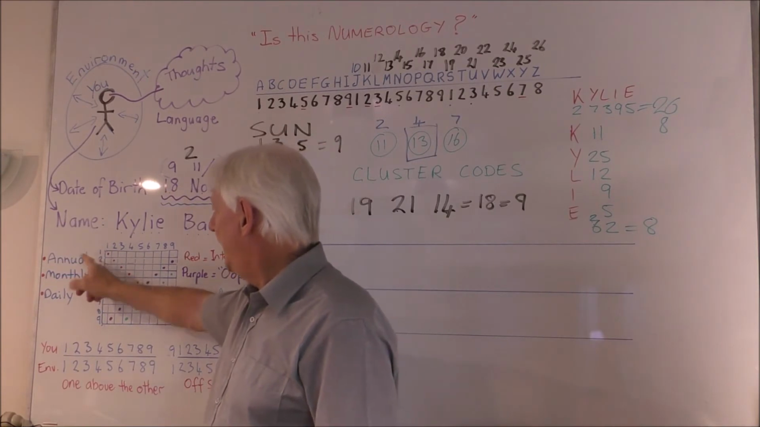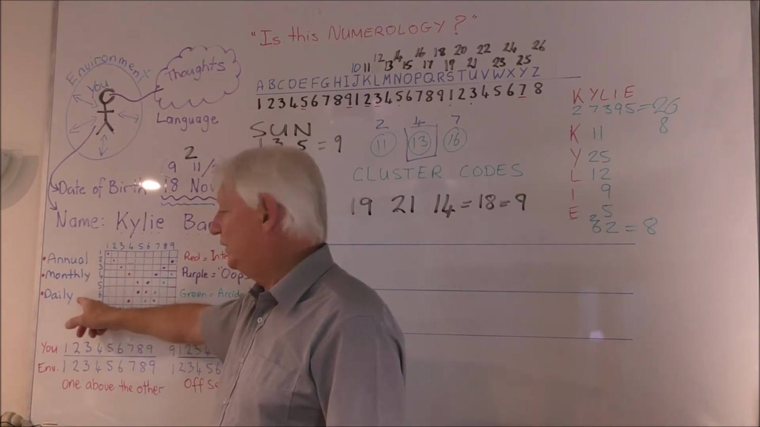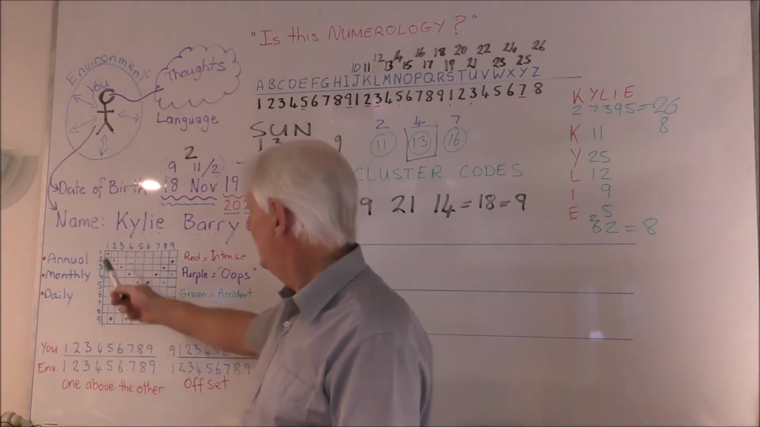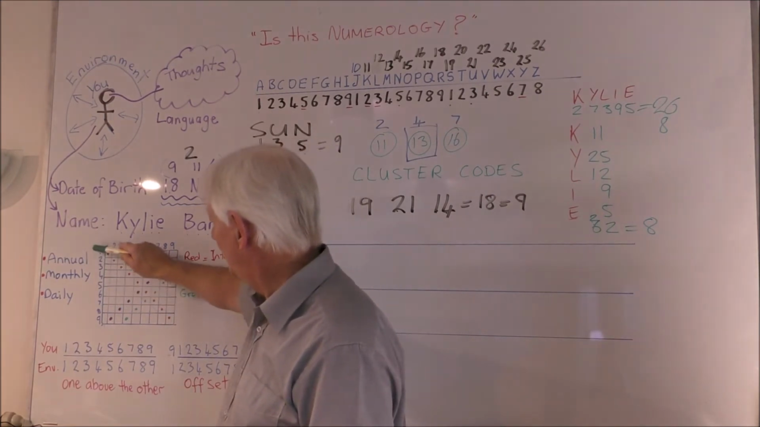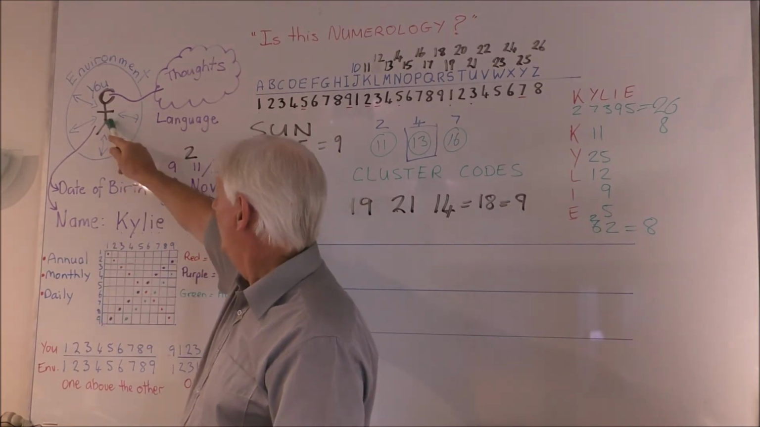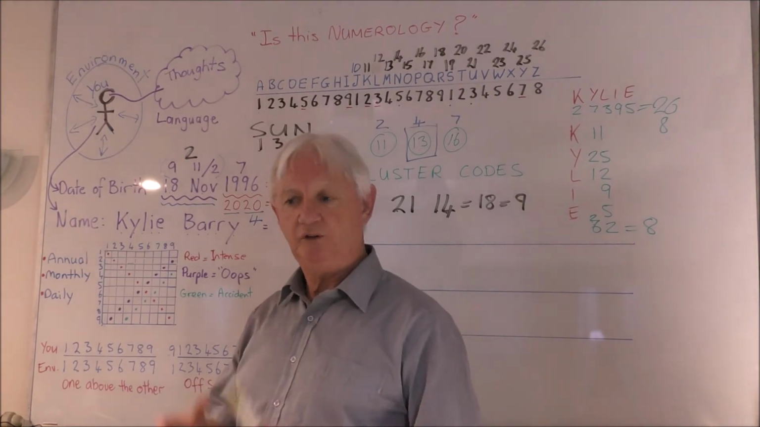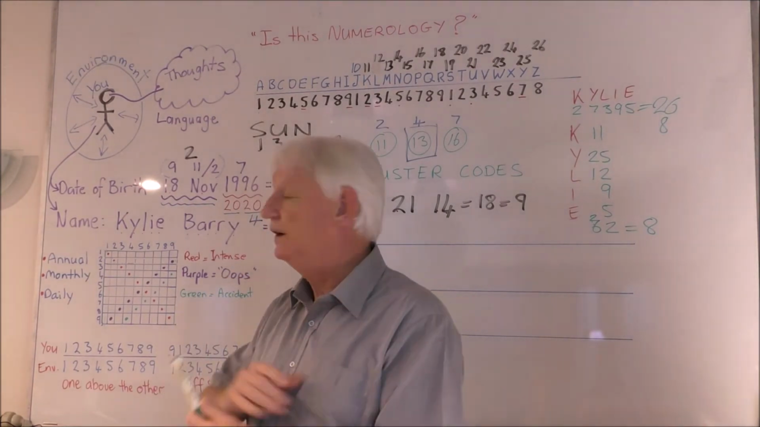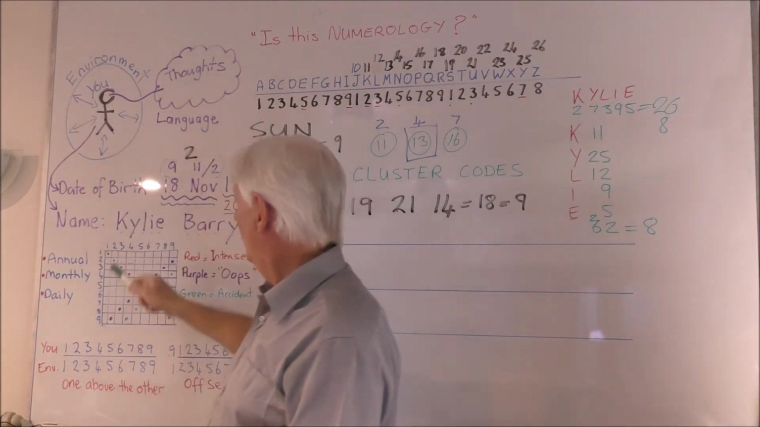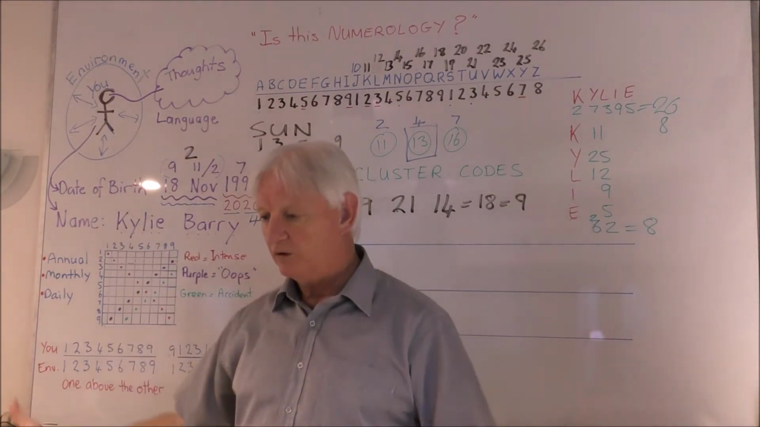When I'm finding out an annual movement or a monthly movement or a daily movement for somebody, I can use the numbers 1 to 9 across the top and the 1 to 9 down the bottom. 1 to 9 represent the person's personal matters, and the environment, 1 to 9, to look at the environment on the outside.